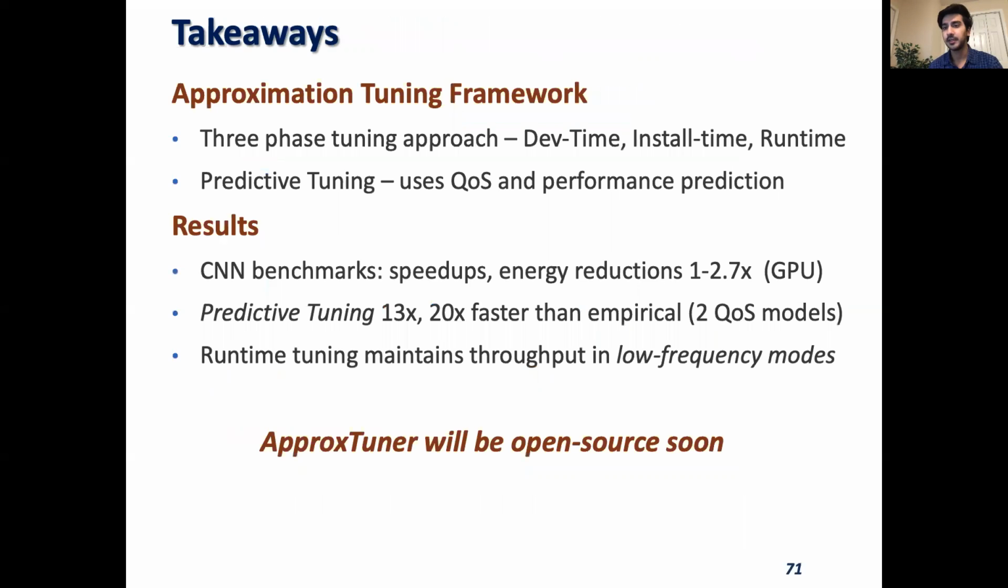In summary, we presented ApproxTuner, an approximation tuning framework with three phases: development time, install time, and runtime. Our results on CNNs and an image processing benchmark showed between 1 to 2.7x speedup when only using GPU-based approximations. We showed that for two different QoS prediction models, our predictive tuning strategy is on average 13x and 20x faster compared to empirical tuning. We also showed that our runtime tuning helps maintain throughput in low frequency modes. We are currently working on releasing the ApproxTuner code and hope to open source it in the next 1 to 2 months.